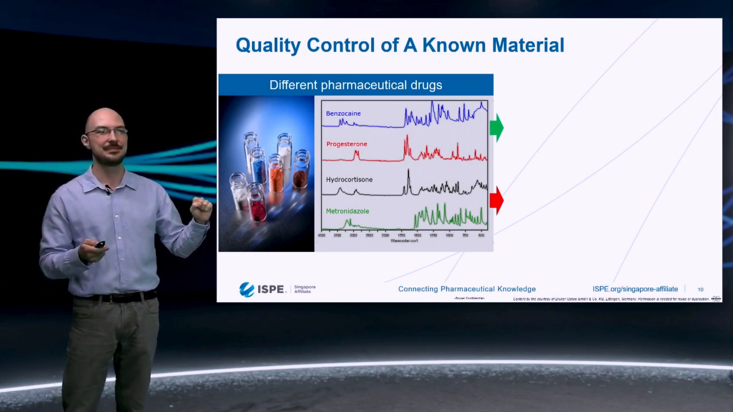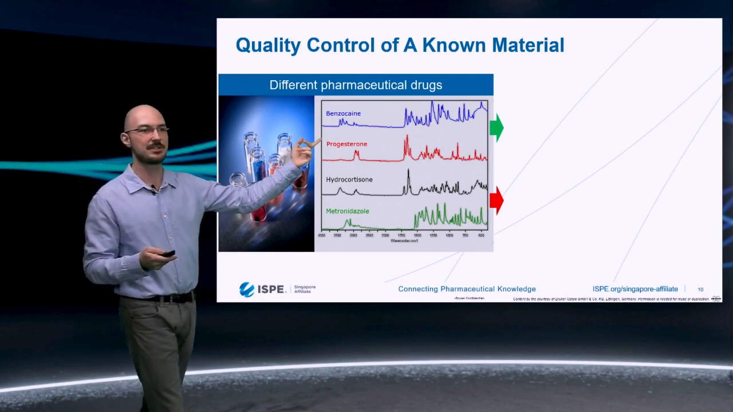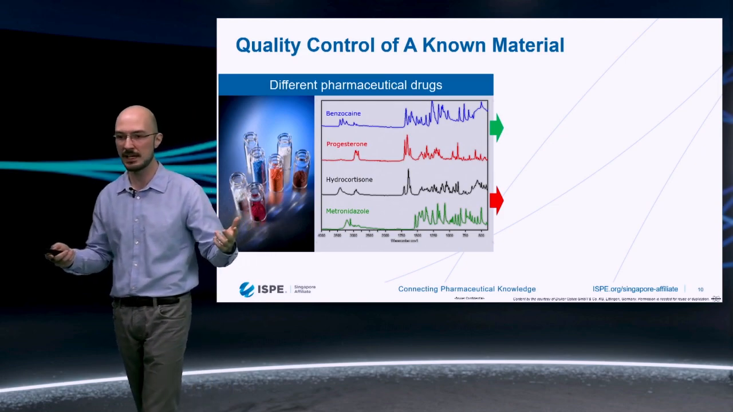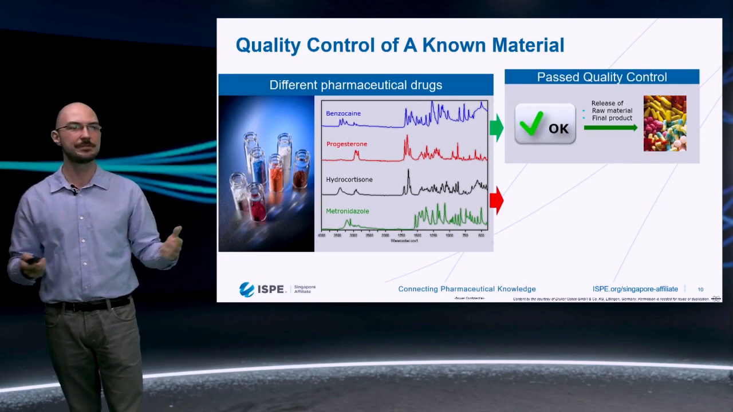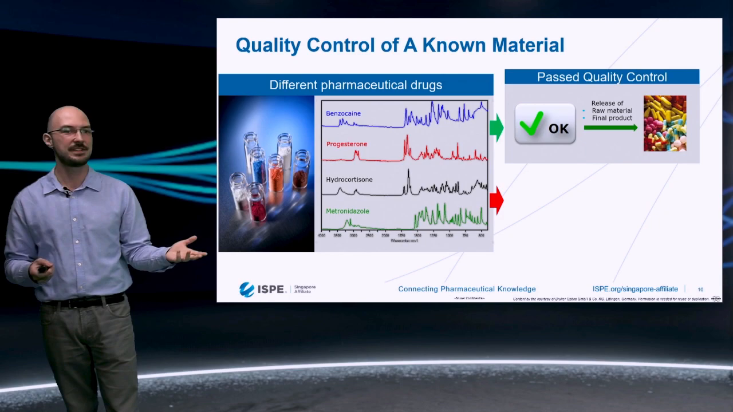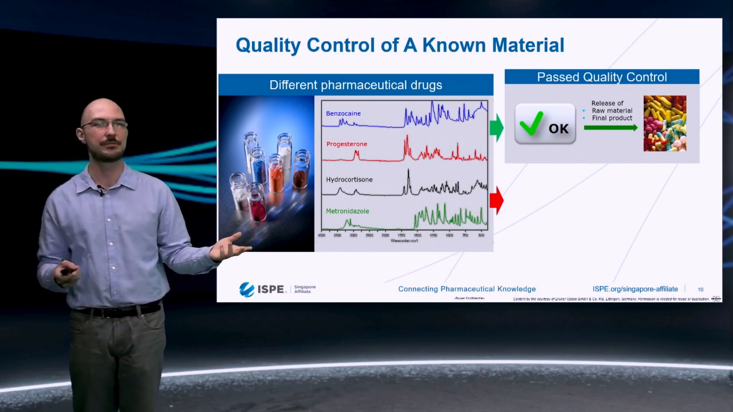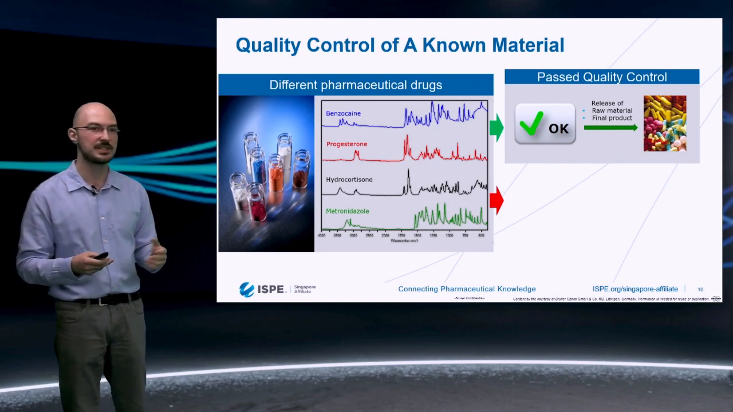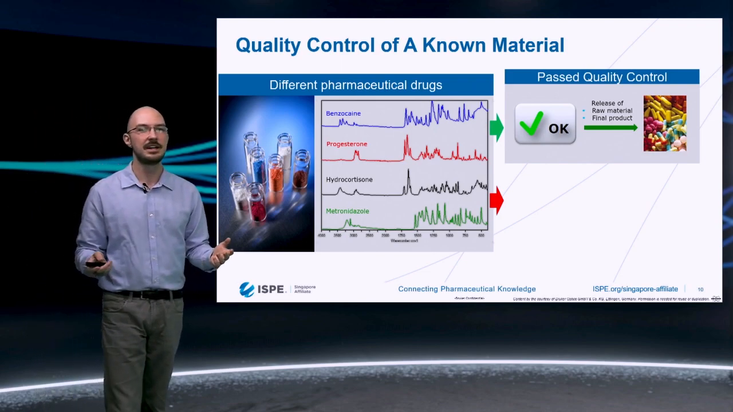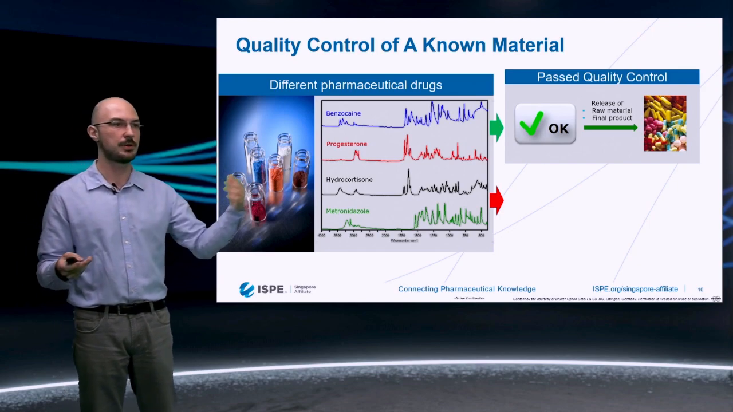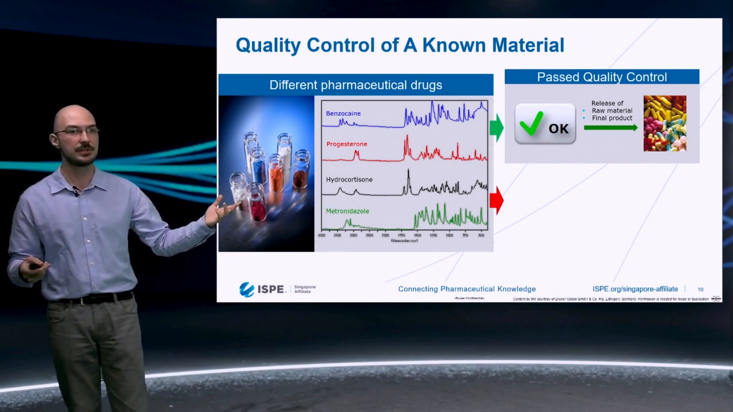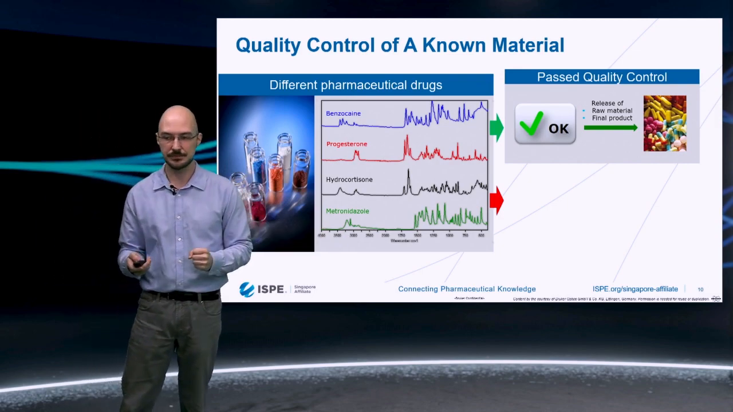And then if you want to check if this is the right material you want to produce later or work with, then you can apply FT-IR spectroscopy and have two outcomes. The first, obviously, is that you pass the quality control. So this means you get your green check mark and can release the raw material for your production. Or, as I said, in the inspection of the finished goods, you can release the final product.